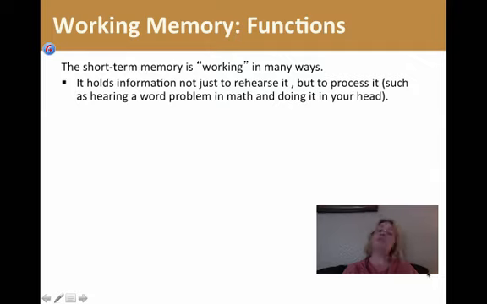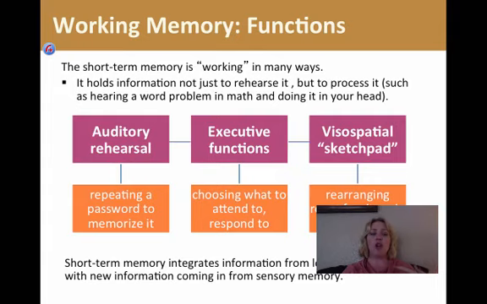So what are some of the functions of working memory? The short-term memory is working in many ways. It holds information not just to rehearse it, but to process it, such as hearing a word problem in math and doing it in your head. There are different things that happen. We have auditory rehearsal, which is repeating a password to memorize it. We have executive functions, choosing what to attend to and what to respond to. And we also have our visuospatial sketchpad, which is rearranging your room furniture in your mind, daydreaming, being able to picture mental imagery as well.